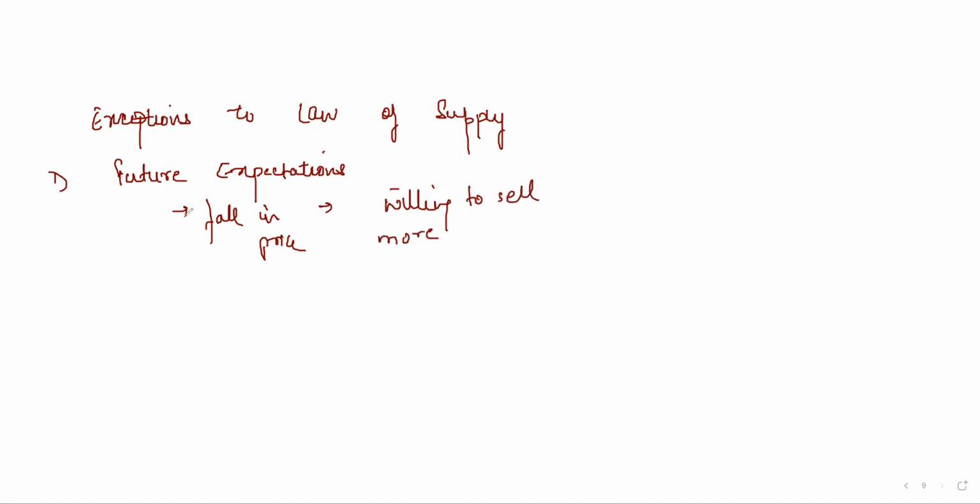Okay. So they know that this is the expectation in future. So tomorrow the same thing will have to be supplied at a lower price. So I will sell more today. If I'm willing to sell more, my supply will increase. And vice versa, if they feel that the prices are going to increase, then my current supply will fall down. Right. So this is how it's going to operate.